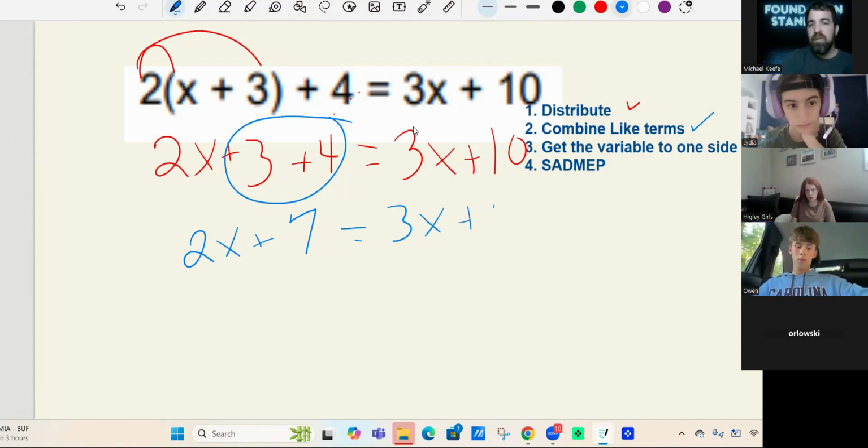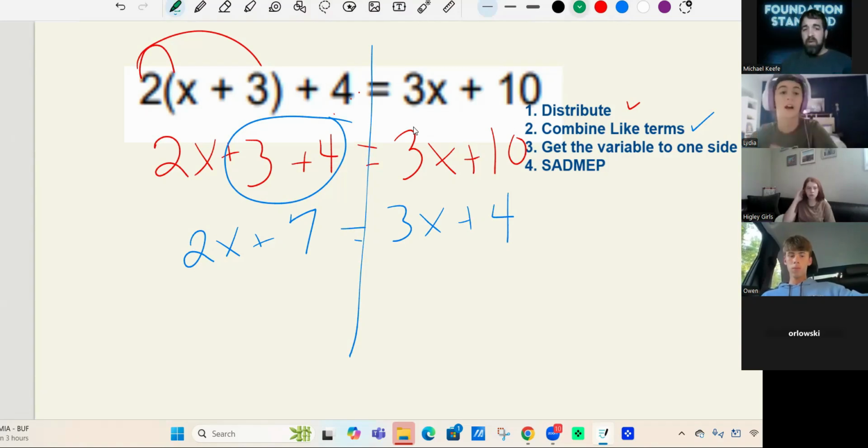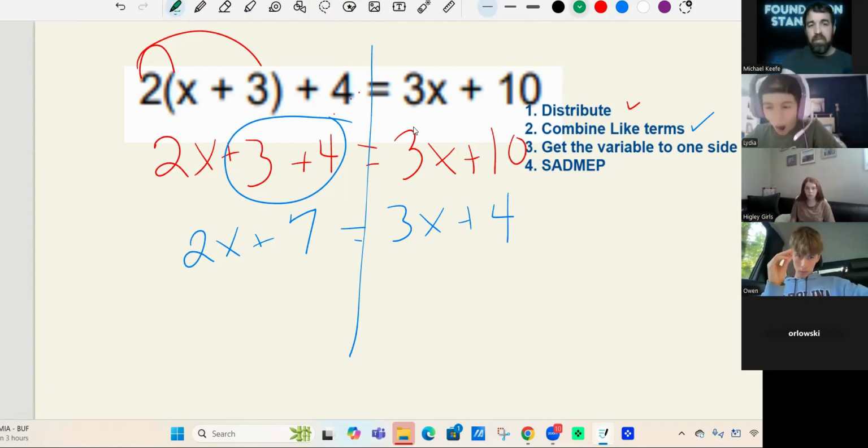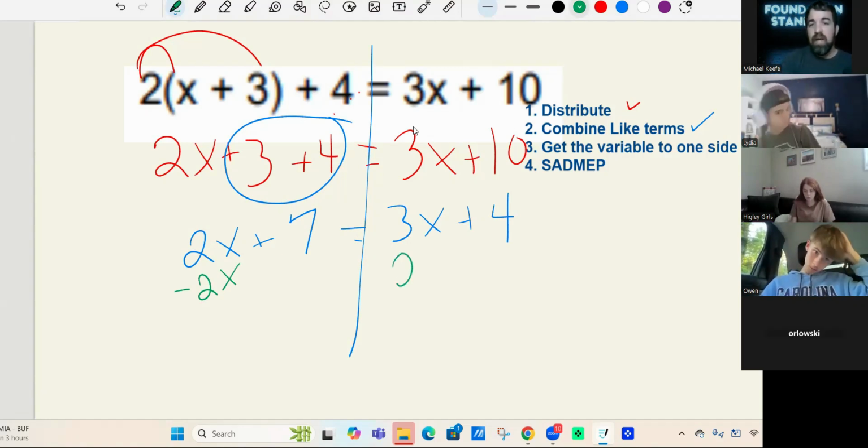And you'll notice this equation gets smaller as we go down the page here. And then the next step, get the variable to one side. Just depends on which one's smaller, which way I'm going to go. When you get your equation solved, it doesn't matter if it's x on the left or x on the right. It really doesn't matter. So I'm just looking at 2x and 3x, and 2x is the smaller variable. So that's the one I'm going to subtract to get it out of my equation.